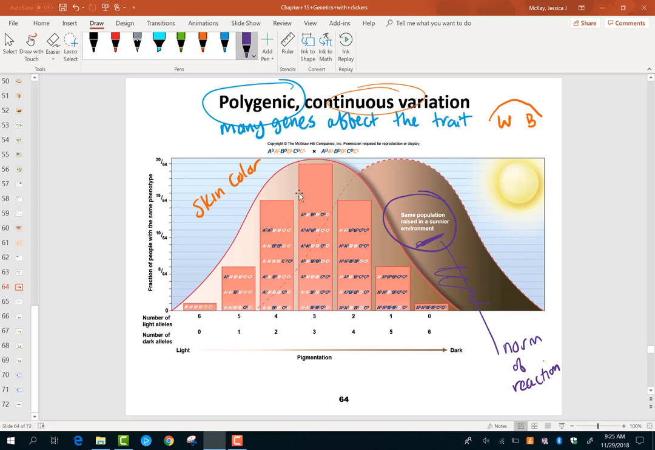Another really good example of polygenic continuous variation is height, right? There's lots of genes that must influence your height because you're not just short or tall, but you can be everything in between and you can be different than your parents. So there's many genes that are affecting that trait.